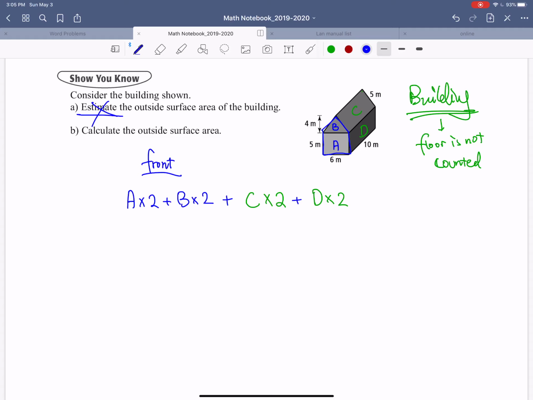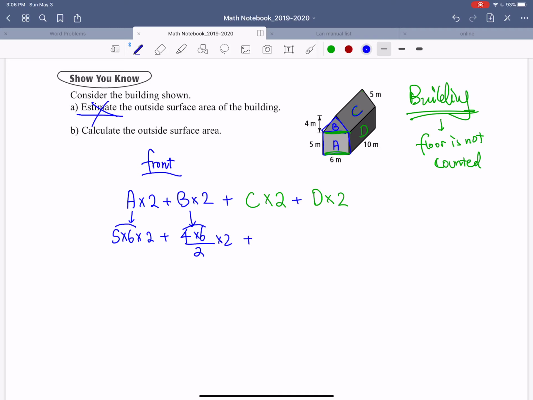Let's calculate each part. Surface area of A, do we know? Because it's a rectangular shape, it's 5 and 6. So 5 times 6 times 2, plus, do we know B? B is a triangle, so base times height divided by 2. The base is 6 here, because this part, I'm going to highlight, is the same length. So the base is 6 and the height is 4. Base times height, 4 times 6, divided by 2. That's the triangle's surface area, times 2. Plus C times 2.